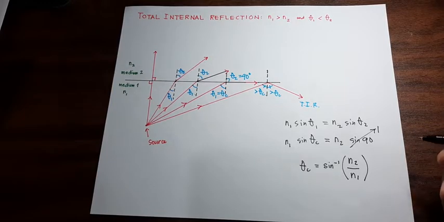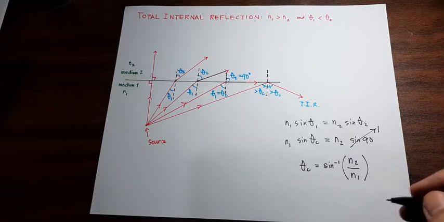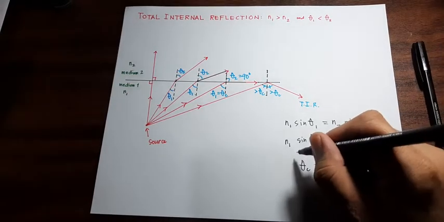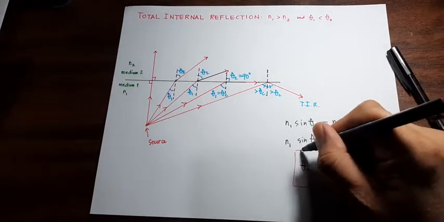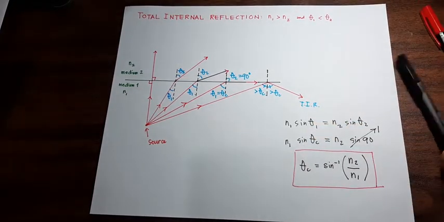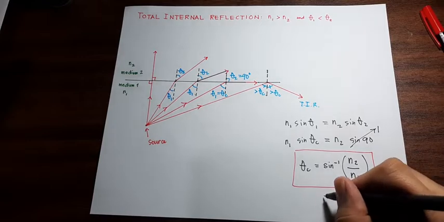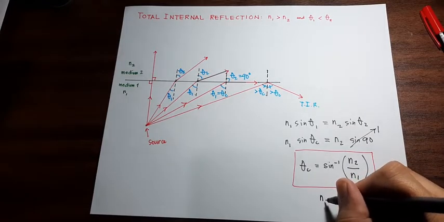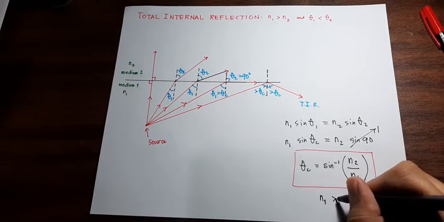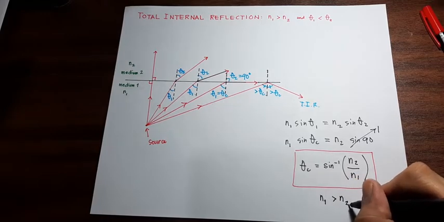Now, the critical angle between two materials or two transparent media is very specific. And in this equation, getting the critical angle, take note that this is only valid if n1 is greater than n2.